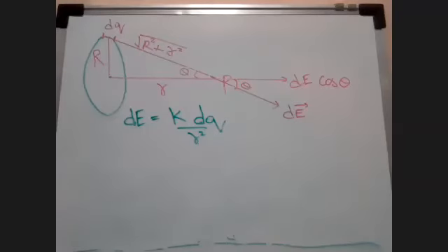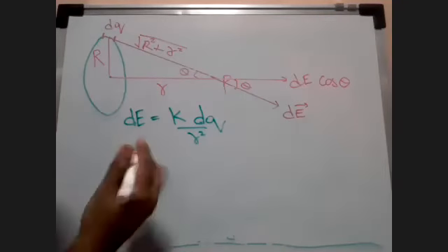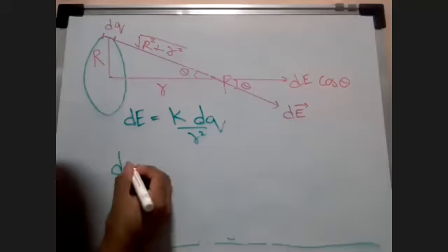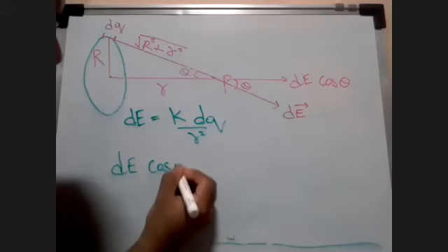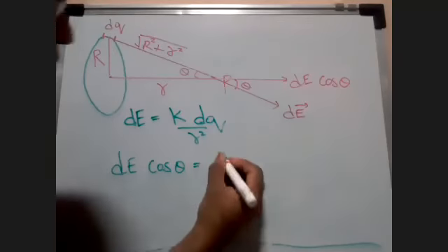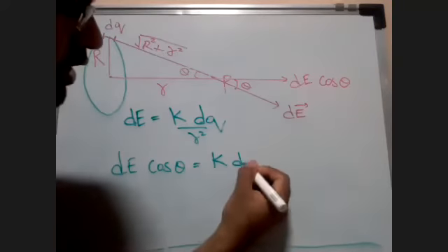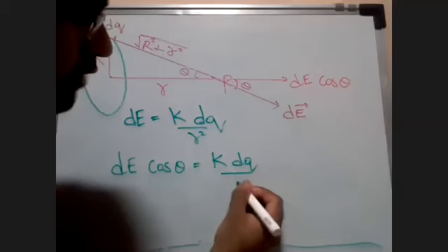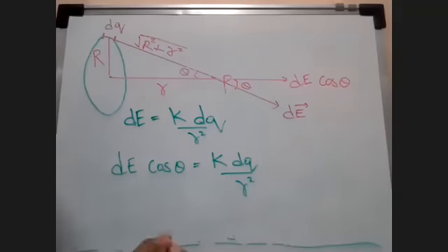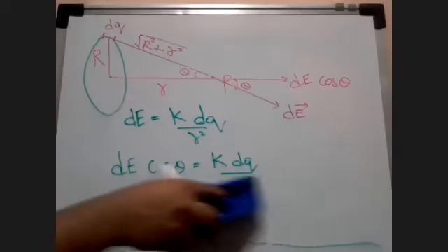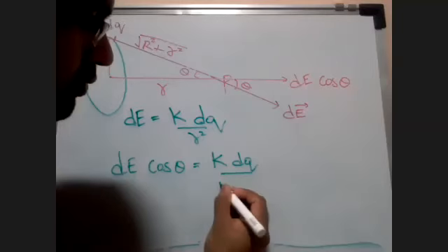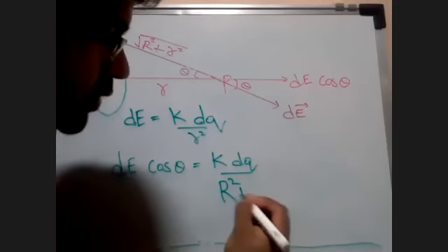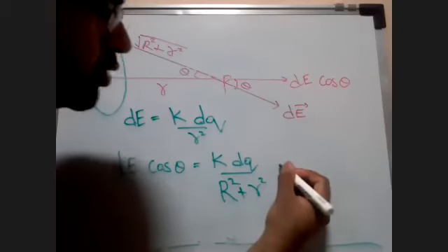You can write it all along with me. So you get dE cos theta equal to K dq upon R square plus r square, into cos theta. Sorry, wait. This R is basically capital R.